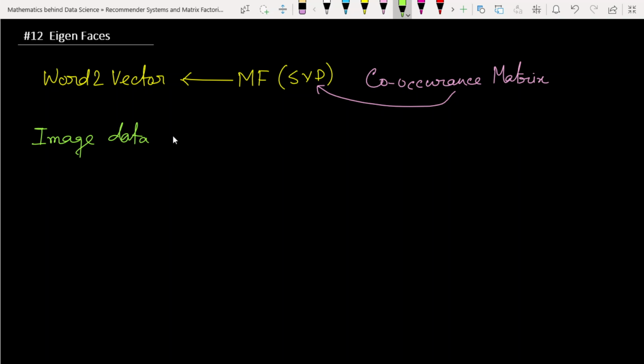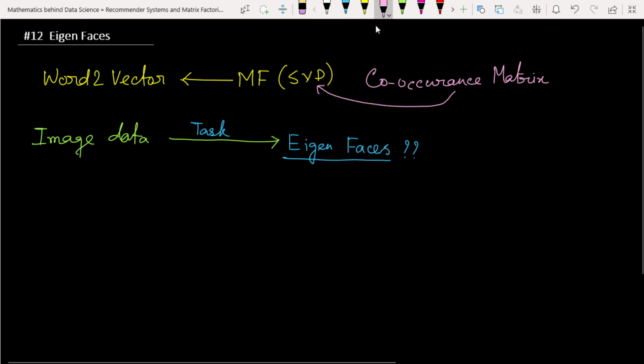So our task is that we have to find the eigenfaces. This is the task actually. The question is, what are these eigenfaces?